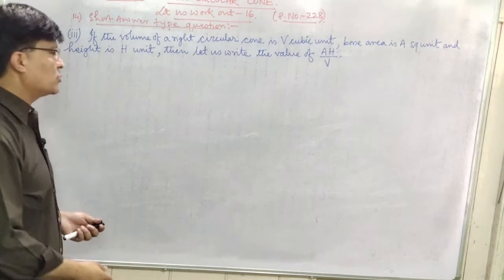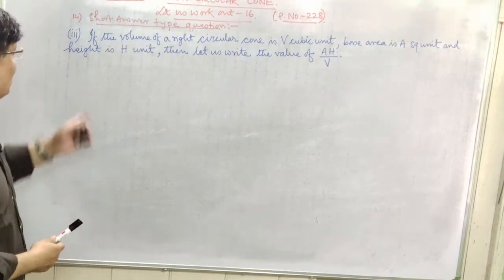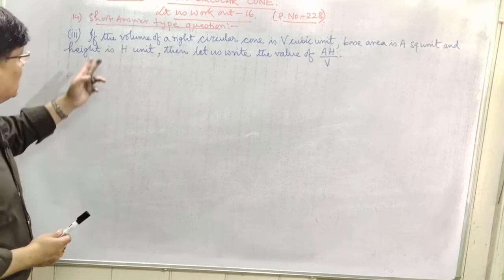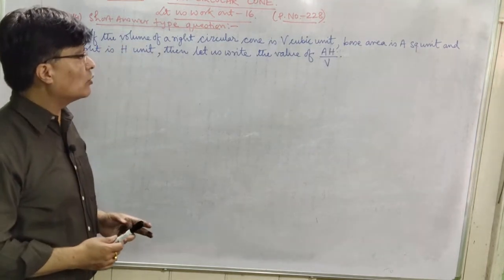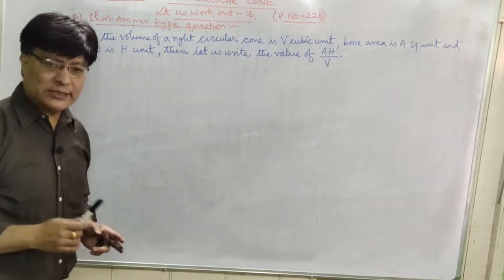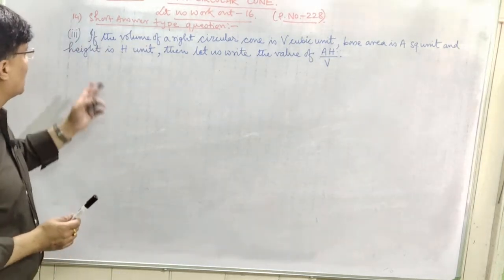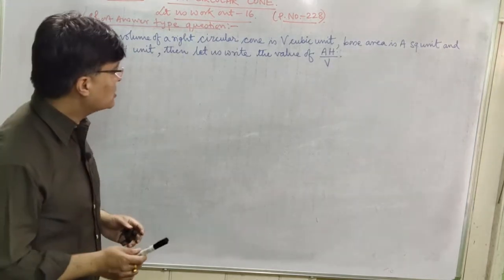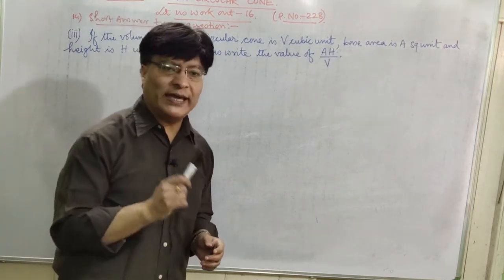So now we'll do the next question, that is question number 3. The question number 3 here is, if the volume of a right circular cone is V cubic unit, base area is A square unit, and the height is capital H unit, let us write down the value of AH upon V.